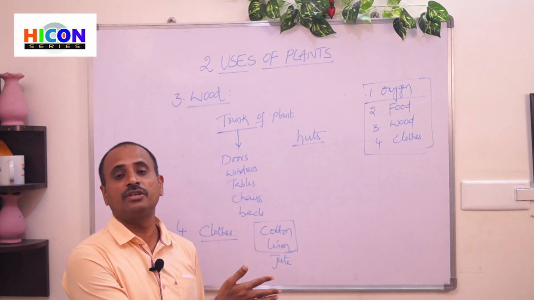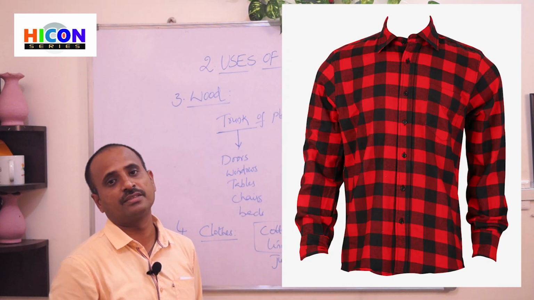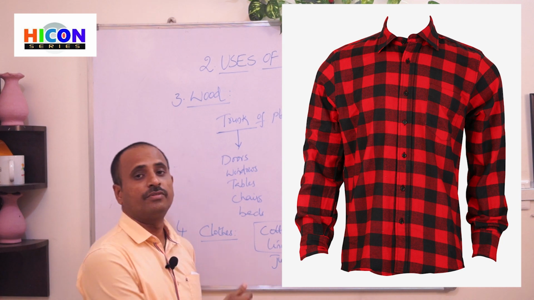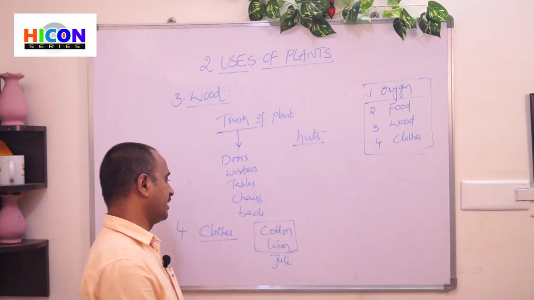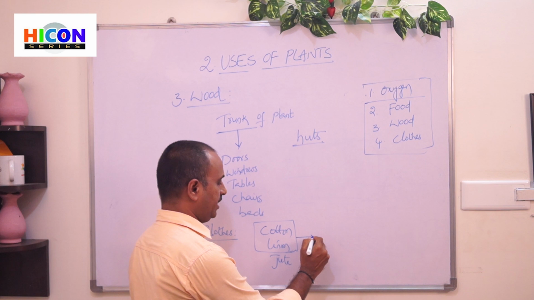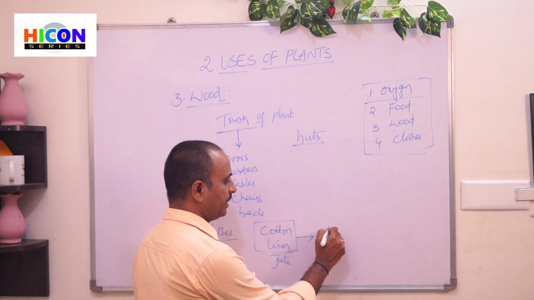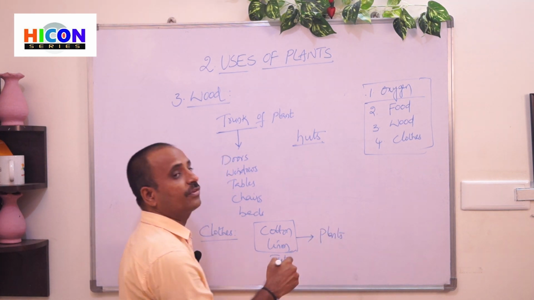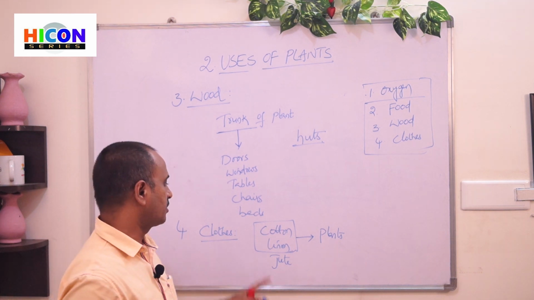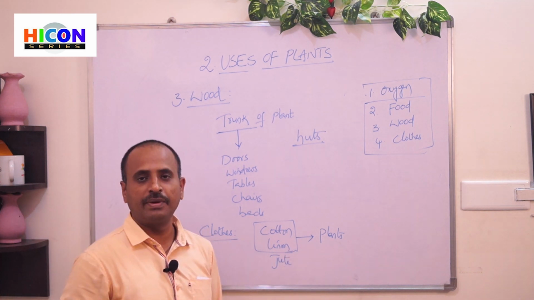If we take cotton and linen, some cloths are made of cotton, and these cotton cloths we especially wear on summer days, and linen cloths are also worn on summer days. So from where do we get cotton and linen? Cotton and linen are obtained from plants. We get cotton from the cotton plants.